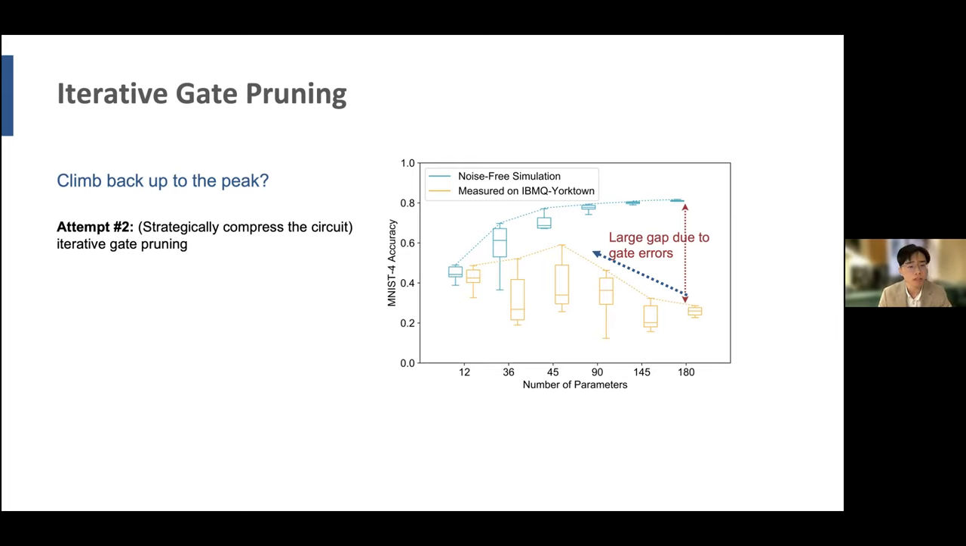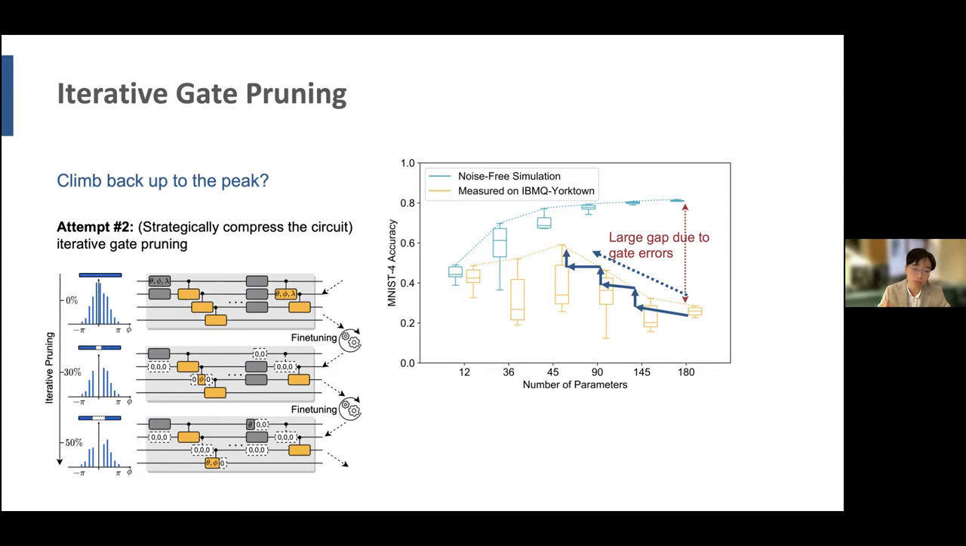Well, if you are familiar with the pruning and fine tuning of neural network models, the solution is pretty straightforward. You can perform iterative gate pruning and interleave with fine tuning to update the parameters after you remove some of the gates to recover the accuracy. That's the advantage of having parameterized quantum circuits. You can always adjust your parameters to recover some of the performance.